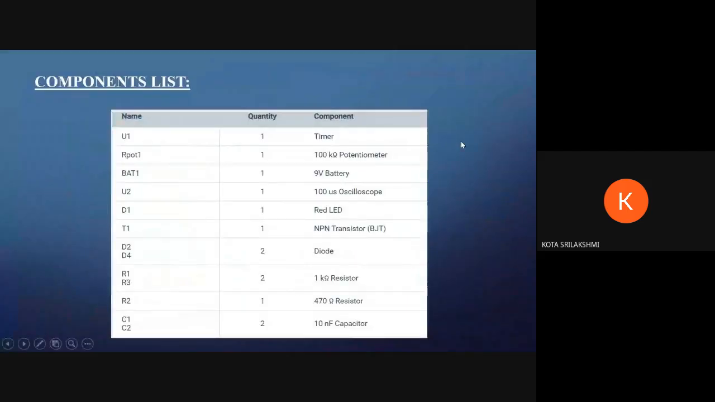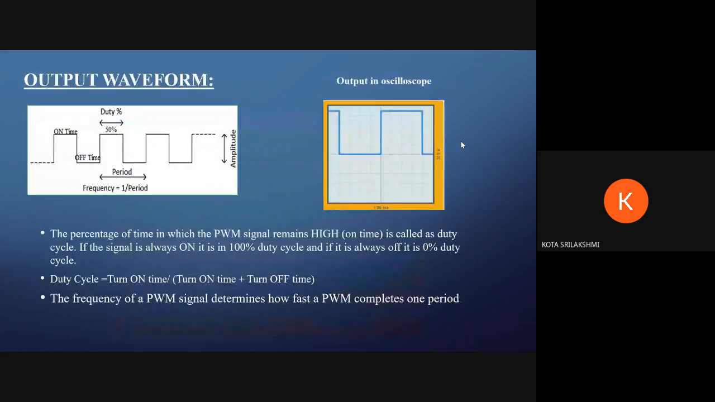These are the components we have used for building the circuit: one timer, a 100 kilo ohm potentiometer, one 9-volt battery, a 100 microsecond oscilloscope, one red LED, one NPN transistor, two diodes, two 1 kilo ohm resistors, a 470 ohm resistor, and two 10 nanofarad capacitors. The output waveform of the circuit is a square wave.